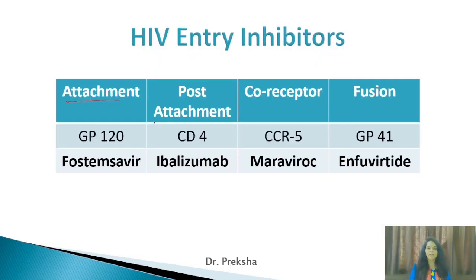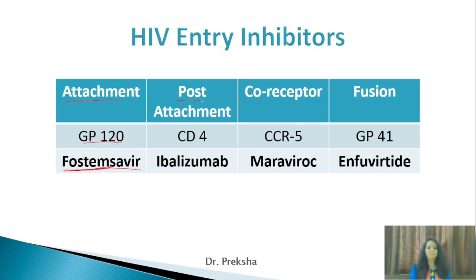So let us summarize these HIV entry inhibitors. The first step is attachment, where GP120 is targeted, and the drug is fostemsavir. First step, that is the mnemonic, and you can remember it easily: it is the first step, so it is fostem.